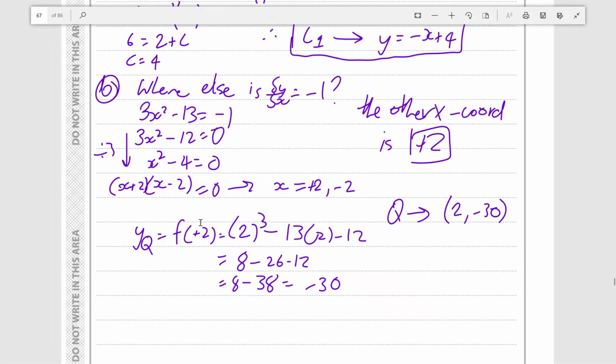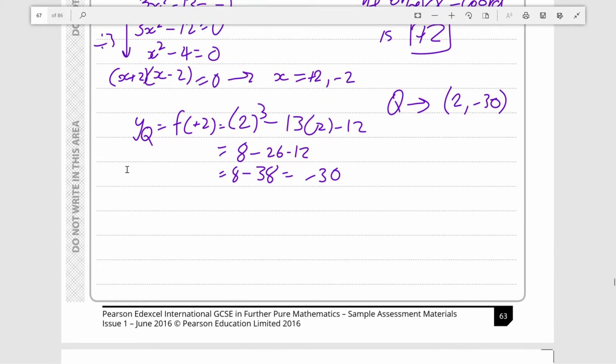And now we know that this line with the gradient m is equal to negative 1 passes through this point 2 and minus 30, and therefore minus 30, which is the y, would be equal to minus 1, which is the gradient, times 2, which is our x, plus a constant c. So minus 30 is equal to minus 2 plus c, or minus 28 is equal to c.